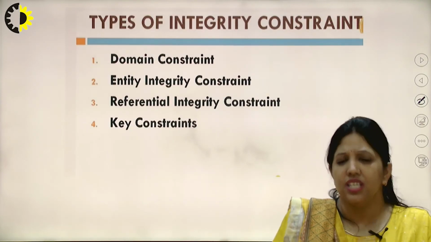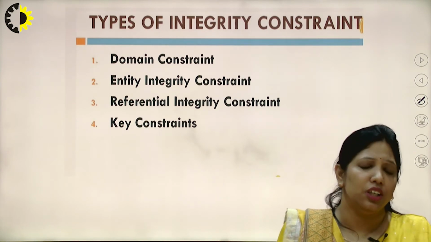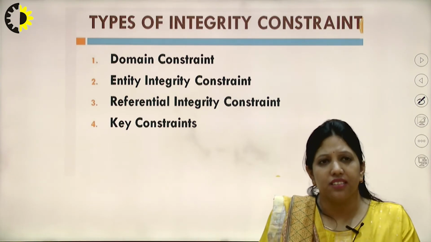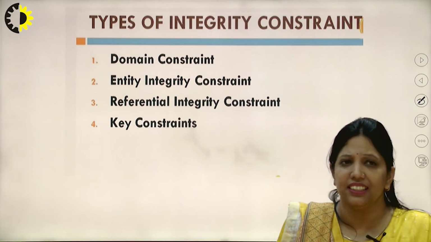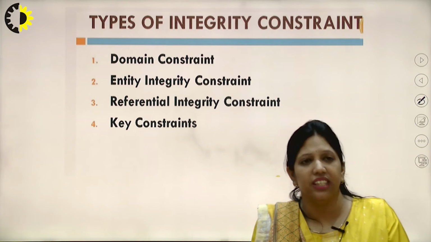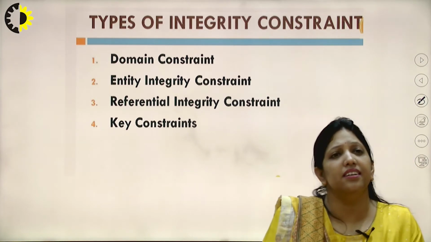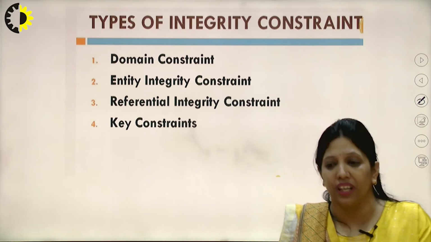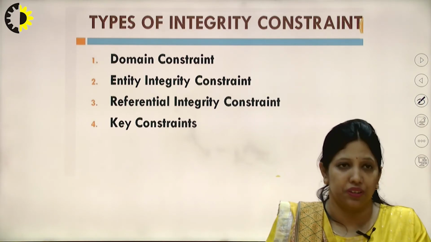These are the different types of integrity constraints that we can apply on any relation: domain constraint, entity integrity constraint, referential integrity constraint, and key constraint. We will discuss these one by one. First, we will discuss the domain constraint. As the name implies, we decide the domain of a particular attribute.